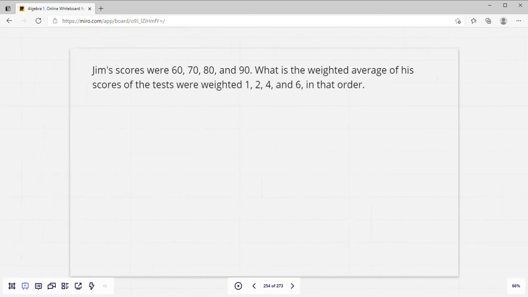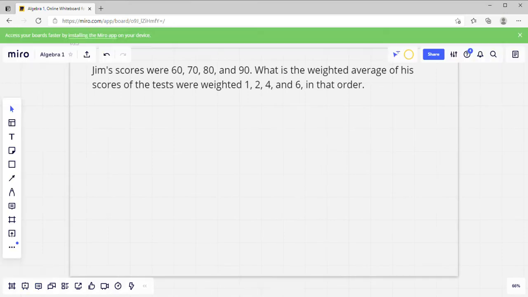All right, this is what your problems are going to look like. Jim's scores were 60, 70, 80, and 90. What is the weighted average of his scores if the test weights were 1, 2, 4, and 6 in that order? All right, so our 60, we're going to count it once. Our 70 gets counted twice. Our 80 gets counted 4 times. And our 90 gets counted 6 times.